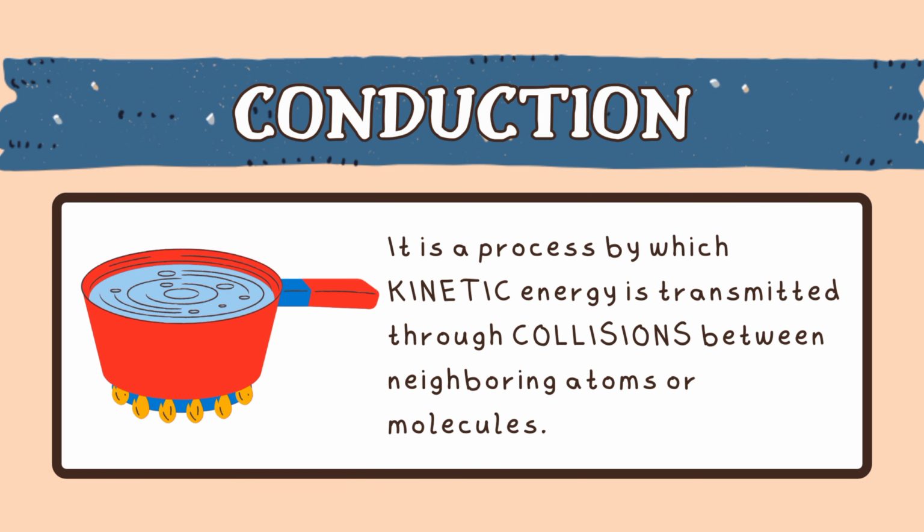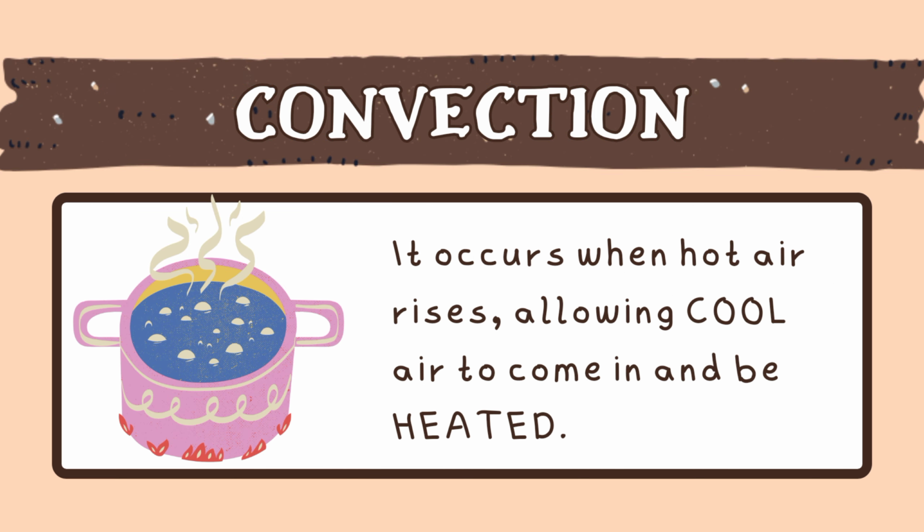First, we have conduction. It is a process by which kinetic energy is transmitted through collisions between neighboring atoms or molecules. And here we have a medium so that we can transfer heat. Next is convection. It occurs when hot air rises, allowing cool air to come in and be heated. And convection is also a more efficient means of heat transport in the Earth compared to pure conduction.